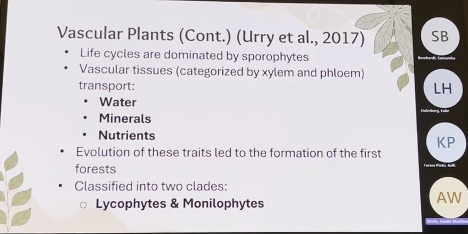Vascular plants have life cycles dominated by sporophytes, and their vascular tissues, which are categorized by xylem and phloem, transport water, minerals, and nutrients. The vascular tissue allows for tall growth, giving these plants a competitive edge. And then the evolution of these traits eventually led to the formation of the first forest. And vascular plants are classified into two clades, lycophytes and monilophytes.